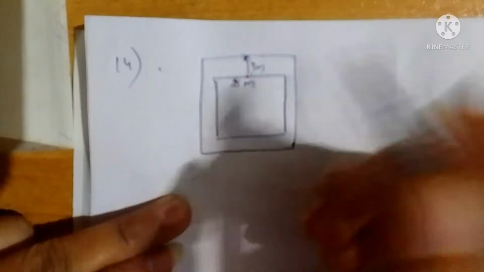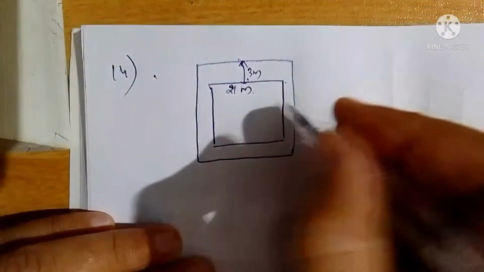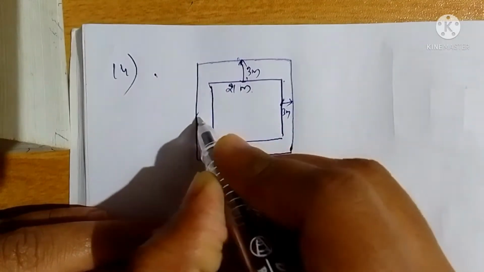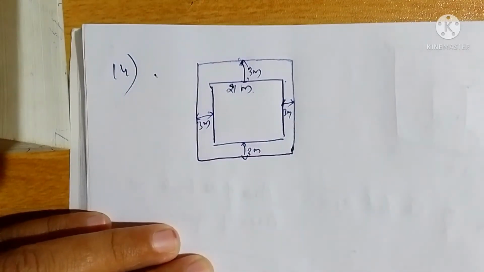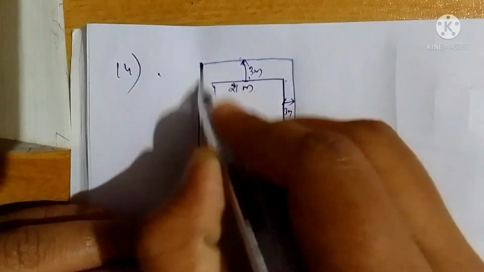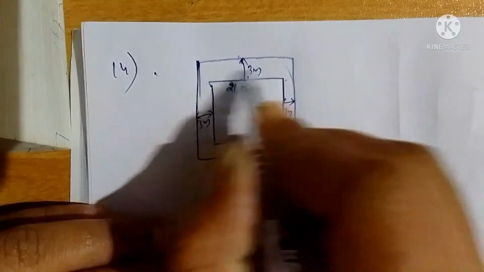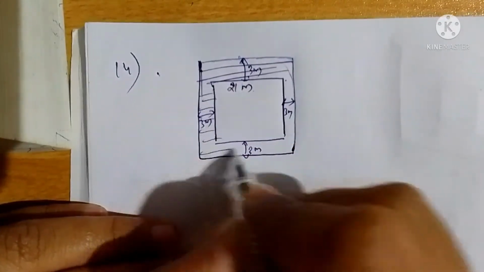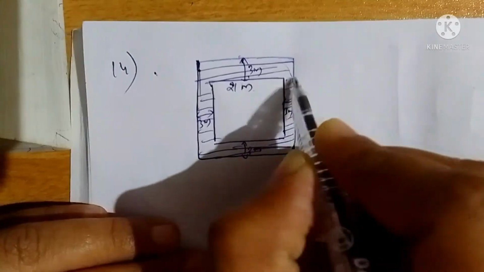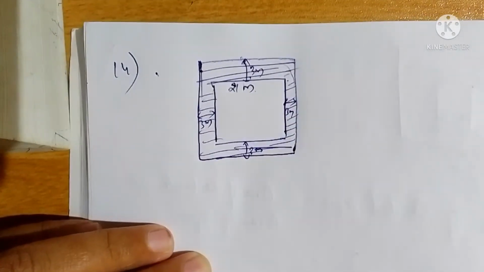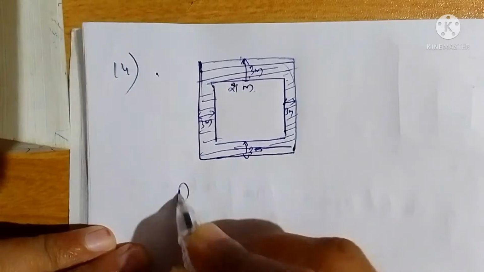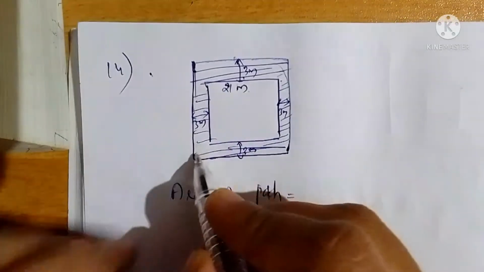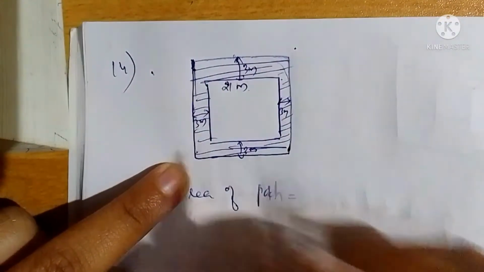Its width is given 3 meter. Width means width of the path, we can take it like this. This width, anywhere you take it will be 3 meter. Width of the path is 3 meter. You have to find the area of the path. Area of the path means this is the path around the square field. So this area you have to find. This is the path. So what is this area? You have to find. Okay, so area of path, how can you find? Area of path equal to area of outer square minus area of inner square.